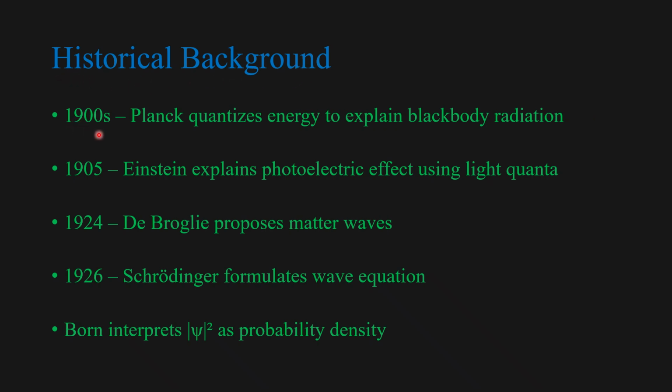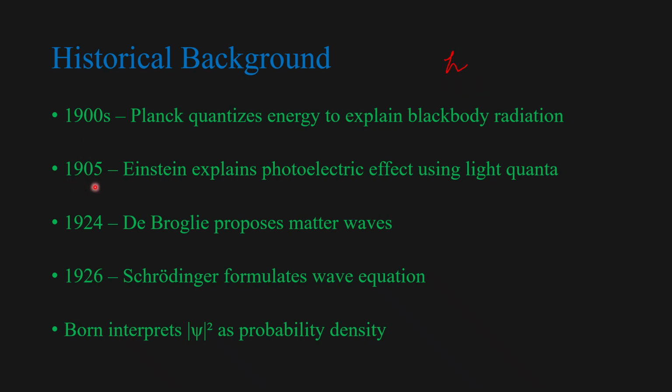In 1900, Planck quantized the energy to explain black body radiation. So, actually, this is the birth of quantum mechanics. He said that energy is quantized with a multiplicative factor h. At that time, it is h. h divided by 2π is h cross. So, h is the Planck constant.